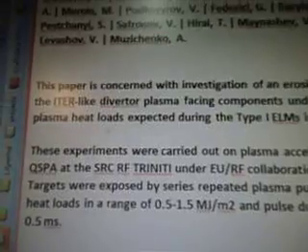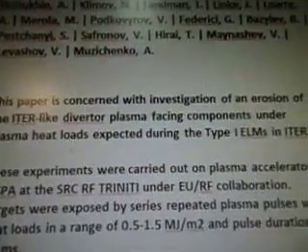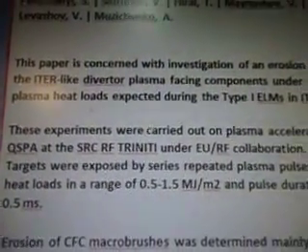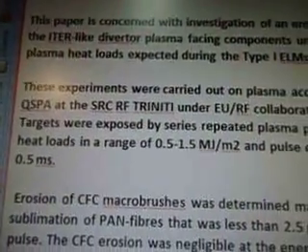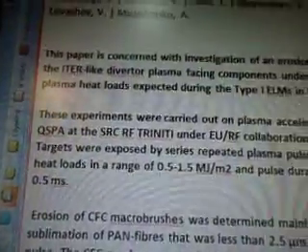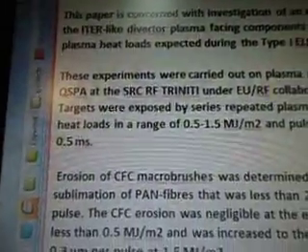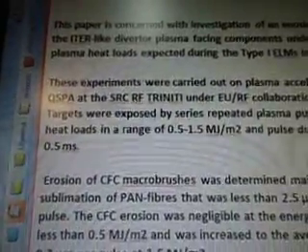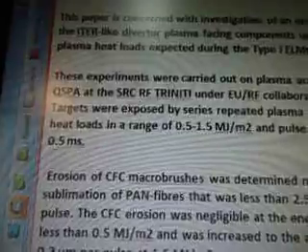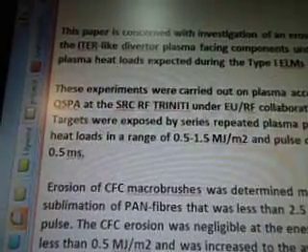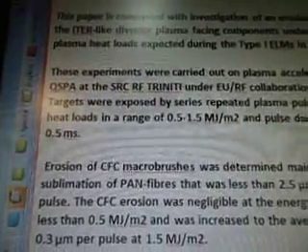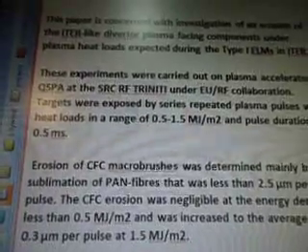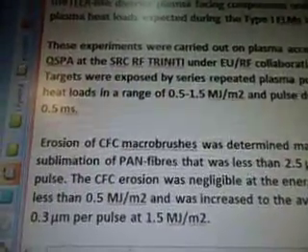This paper is concerned with investigation of an erosion of the ITER-like divertor plasma-facing components under plasma heat loads expected during the Type 1 ELMs in ITER. Again, these came up with the Wow Seti signal, so they are important. They're going to be used in the formulas, okay? These experiments were carried out on plasma accelerator QSPA at the SRC RF Troitsk under EU RF collaboration. Targets were exposed by series of repeated plasma pulses with heat loads in range of 0.5 to 1.5 MJ/m squared and pulse duration of 0.5 ms.